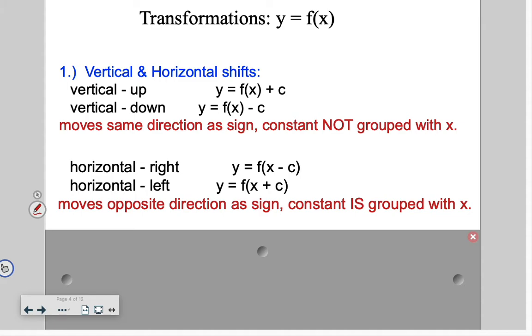And one thing you have to be aware of, notice the first part down here in red, it moves the opposite direction of the sign. Horizontal shifts always go in the opposite direction of what the equation looks like. So if I have an x plus 5, I'm actually going to take the graph and move it to the left 5. If I have an x minus 3, I'm moving the graph 3 to the right. So horizontal is always opposite.